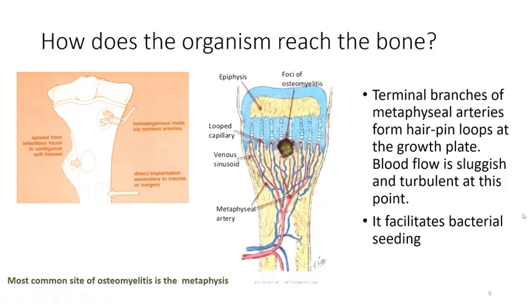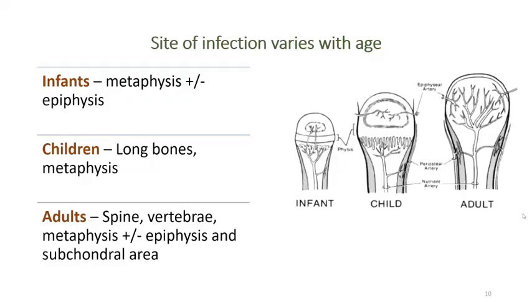And in addition to this, there are some changes in the endothelial function of these capillaries, promoting bacterial seeding at this point. So ultimately, what you have to remember is that osteomyelitis is more common at the metaphysis of the bone. And there's a difference between the sites of infection according to the age.